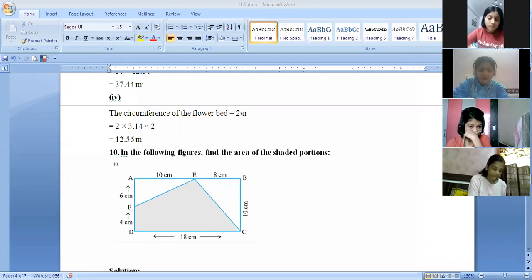Length into breadth, that's correct. Length is given 18, breadth is given 10. So multiply 18 with 10 and find out the area of a rectangle. Or if you write it down, area of a rectangle is equal to length into breadth.